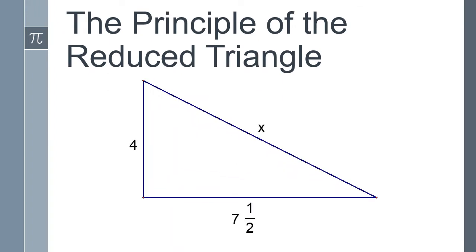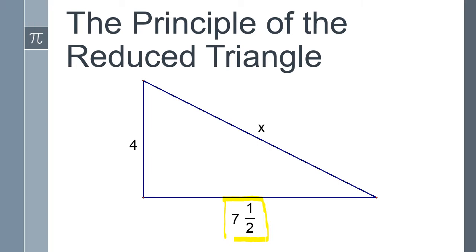So let's talk about the principle of the reduced triangle. What we want to try to do is find what the relationships are between these sides. Now, in this problem, you'll see I've got a fraction. So to get rid of the fraction, I want to double it. I can still get a ratio by doubling or dividing by 2, let's say. We can divide or double if we get fractions or decimal values.